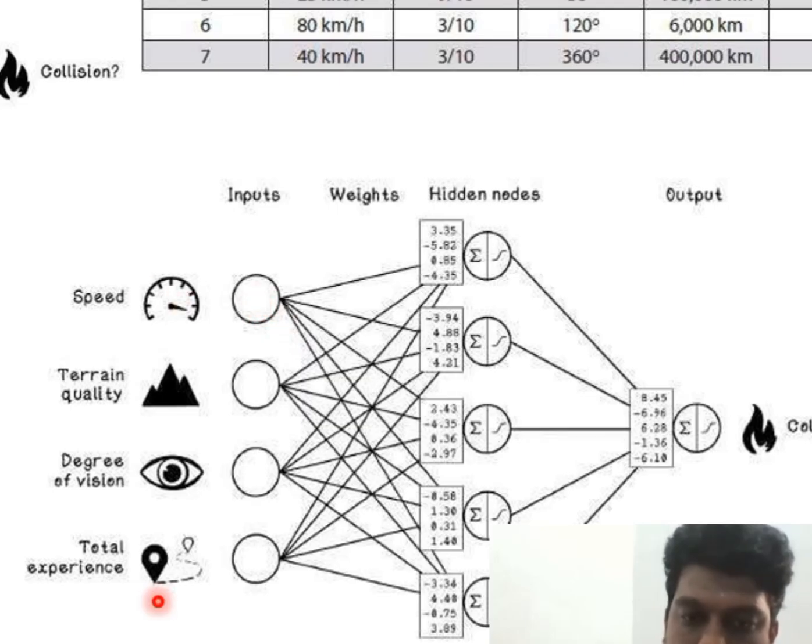The input total experience is measured in kilometers. Degree of vision is based on the eye, so it is represented in degrees, terrain quality is mentioned as a ratio divided by 10, and speed is in kilometers per hour. These are the hidden nodes. Here there are 5 hidden nodes in total: H1, H2, H3, H4 and H5, and these values represent the weights between the input and the hidden layer. This represents the weight between the hidden node and the output.